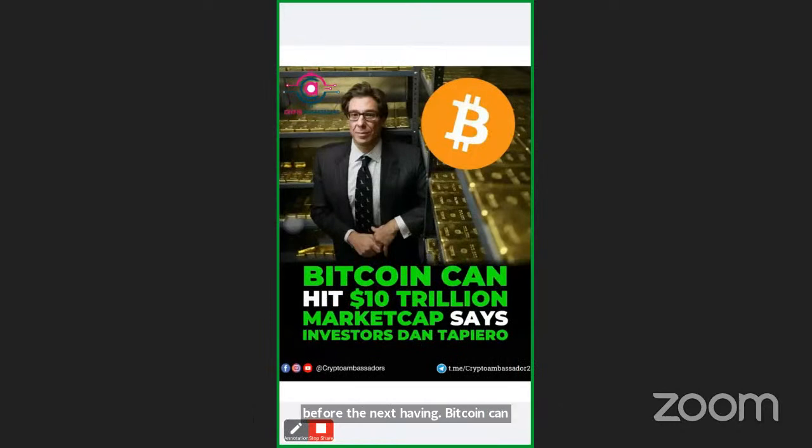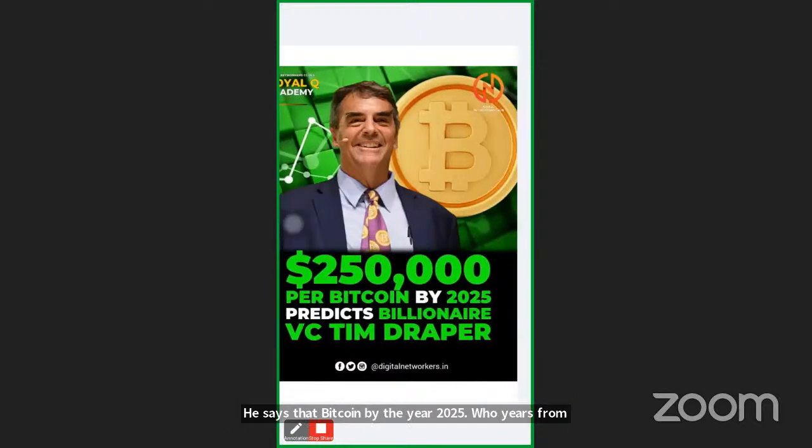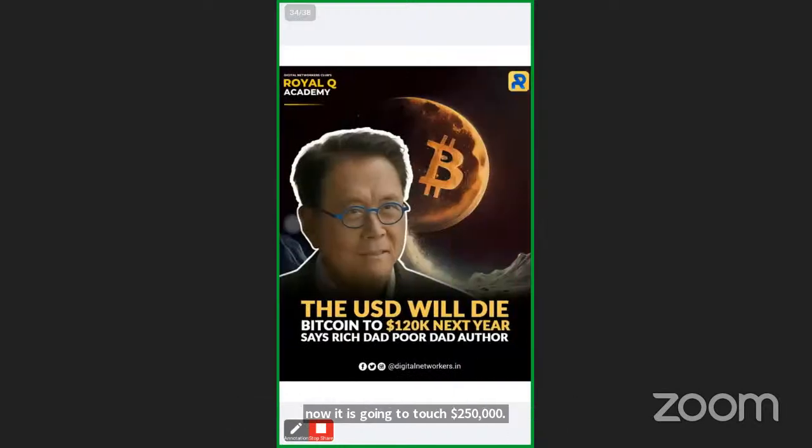Bitcoin can hit a 10 trillion market cap, says investor Dan Tapiero. So these are big billion-dollar investors, big experts and believers in Bitcoin. One of them is Tim Draper. He says that Bitcoin by the year 2025, 2 years from now, is going to touch $250,000. Robert Kiyosaki, we all know about him. He is one of the most popular authors of financial books, and he wrote Rich Dad Poor Dad, which is still the best-selling book of all time.